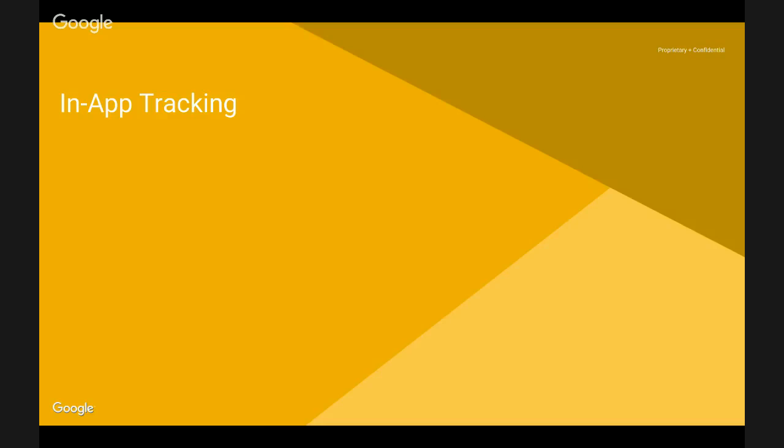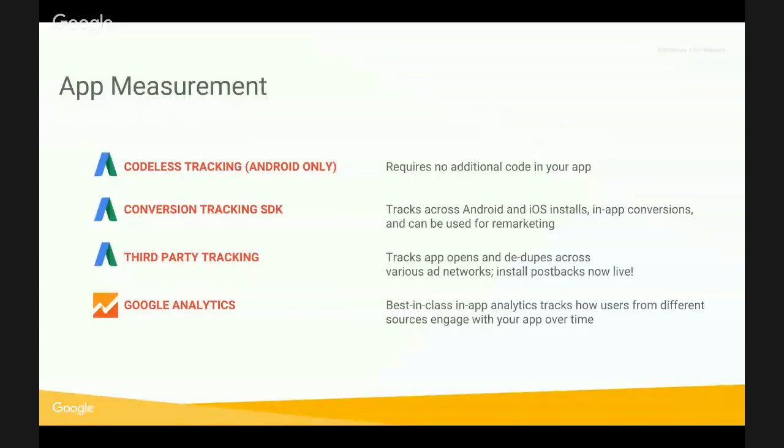Okay, so now I'll be telling you about in-app tracking. There are a number of ways for app measurement, and they are the ones that you can see here on the slide. We have codeless tracking, which is for Android only. This requires no additional code in your app. Then the conversion tracking software development kit, which tracks Android and iOS installs and in-app conversions, and can also be used for remarketing. We also have third-party tracking, which tracks app opens and dedupes across various ad networks, and it also has postbacks now live.